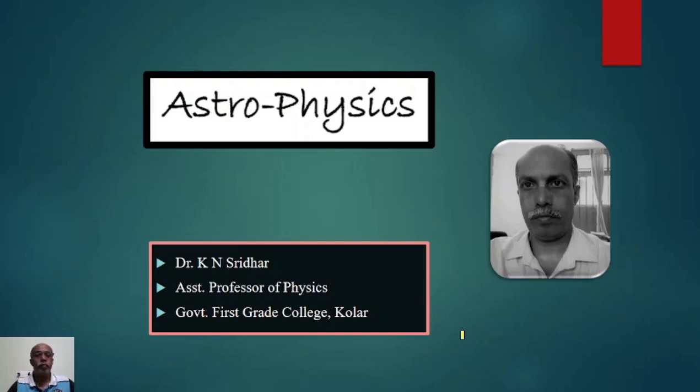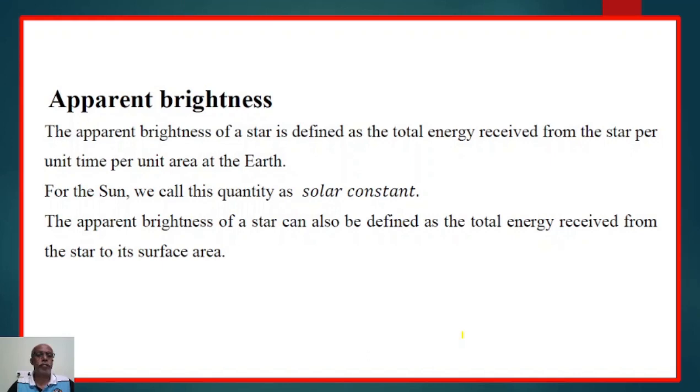Good morning. We are now discussing a few concepts of astrophysics, among which the first one is the apparent brightness. The apparent brightness of a star is defined as the total energy received from the star per unit time per unit area at the Earth's surface. The total amount of energy received per second per unit area on the Earth's surface from the star is called its apparent brightness.